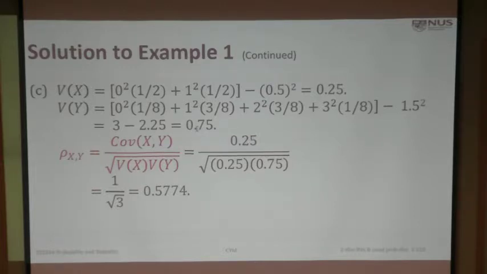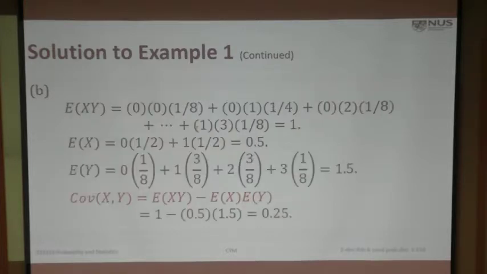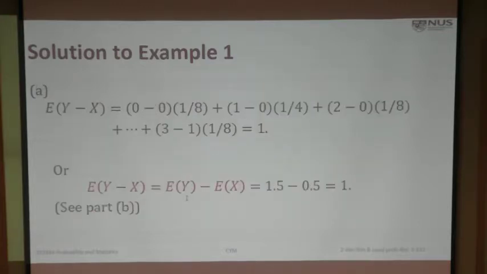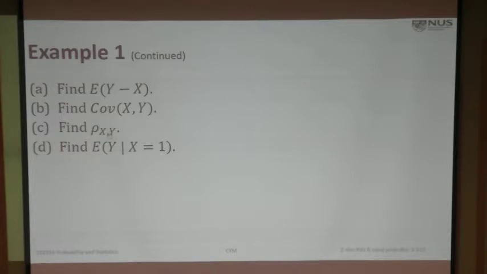We know the covariance, we know the variances, so that's basically going to give us an answer. The covariance was 0.25, so we have positive correlation, at least, over the square root of 0.25 times 0.75. That happens to be apparently 1 over square root of 3. Okay, very good. So this is our final part of the example.